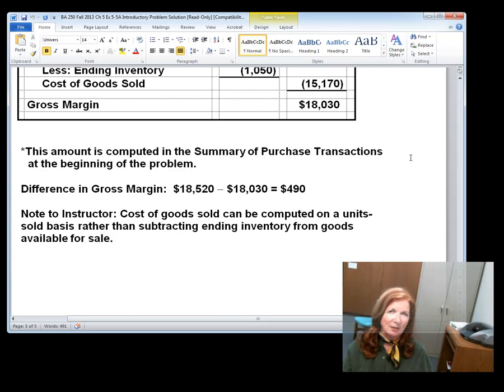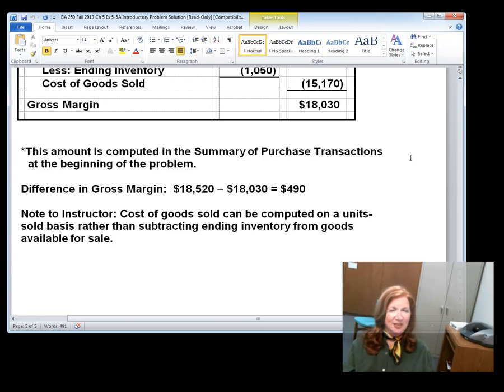So again, when we look at this difference in the gross margin, there's a $490 difference in gross margin, and you're going to save yourself paying 30% of $490 in taxes. Now, if that was $490,000, or even $4,900,000, it would be well worth saving 30% of that in taxes to do these calculations and to keep the records for this set of books.